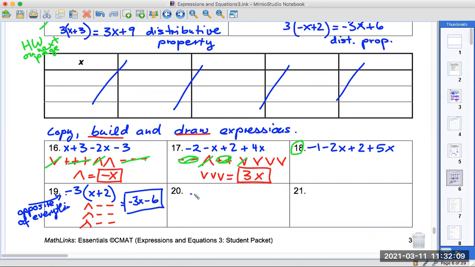And one more, and then this one is homework. -3, again, that negative changes everything, x minus 2. So that changes everything around. My x's are going to be all of a sudden upside down, and my -2's are all of a sudden +2's. And I got 3 groups. That part stays. So look at the answer. It's -3x plus 6.